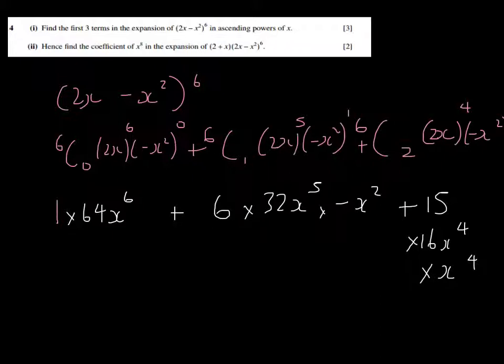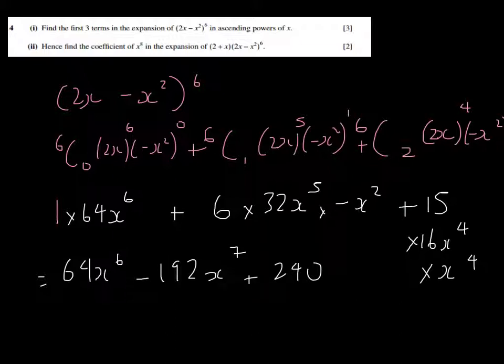Okay, so when we tidy all that up, we're going to get 64x to the power of 6, minus whatever 6 times 32 is, 192, minus 192x to the power of 7, plus whatever 15 times 16 is, 15 times 16 is 240, x to the power of 8. So that's the first 3 terms.